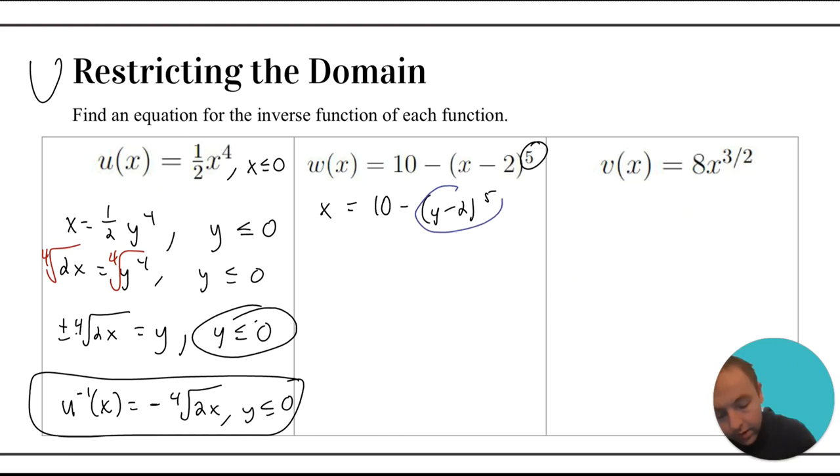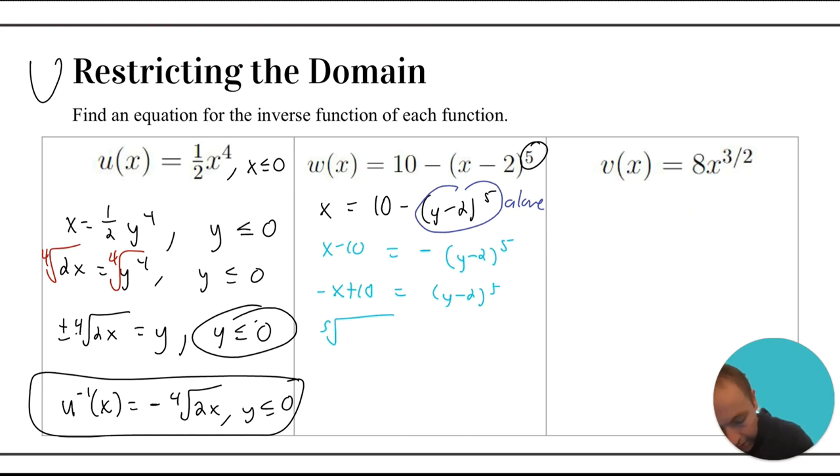What you'll want to try to do is get this here alone so you can fifth root it. So you've got to get rid of the 10 as well as the negative that's really multiplying. So subtract 10 from both sides, then x minus 10 is going to be equal to negative of the y minus 2 to the fifth. And then if you divide both sides by a negative 1, then you get negative x plus 10. Both of those signs are going to change, equals y minus 2 to the fifth. Then you can fifth root both sides to get y minus 2 alone, and then add 2. So the fifth root of negative x plus 10, and then plus 2 is going to equal w inverse of x.